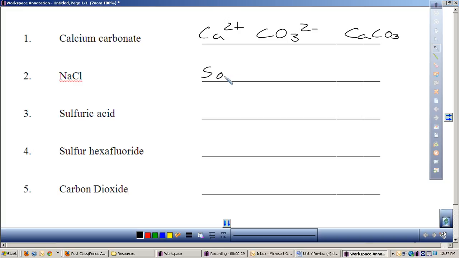We just write sodium chloride. Now the way this works, we don't put in parentheses. We only do that on compounds that we don't know about, that we don't know the charge of.